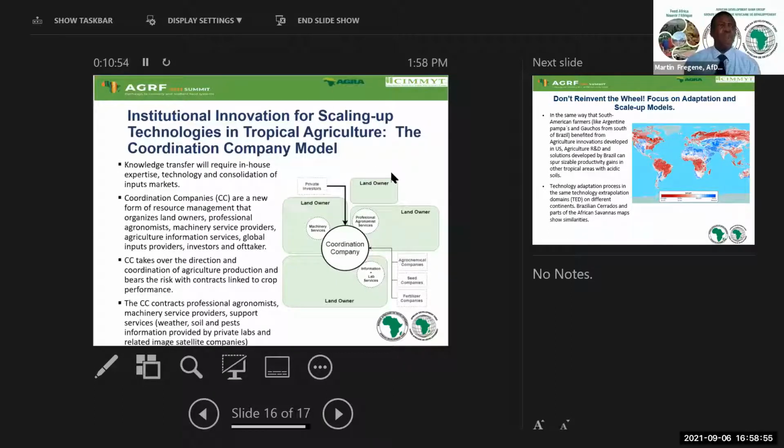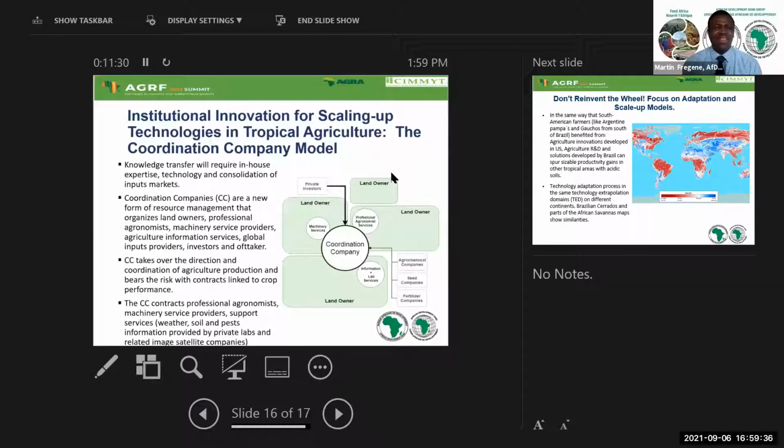We helped them first of all with inputs. Of course, it was all bundled into a particular project. Then we helped them with mechanization. Then we helped them with things like crop insurance. Then we helped them with professional agronomists, very, very important. Then we helped them also with information services, weather, soil maps, things like that. And then, of course, with the off-taker. This normally in Latin America is handled by a company, but here we take over ourselves.